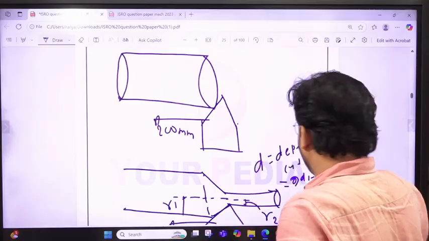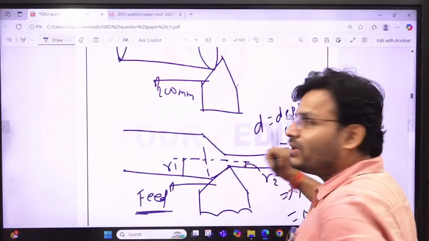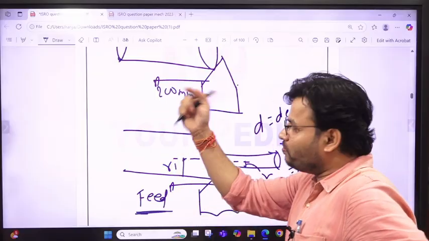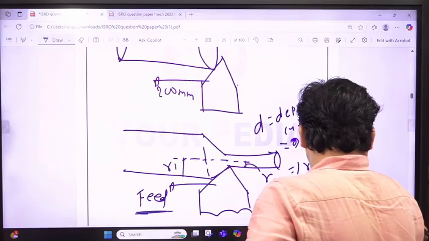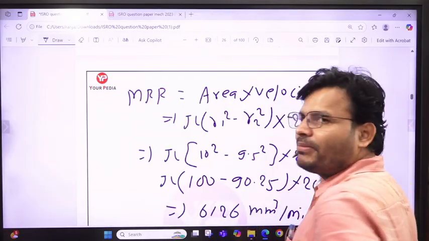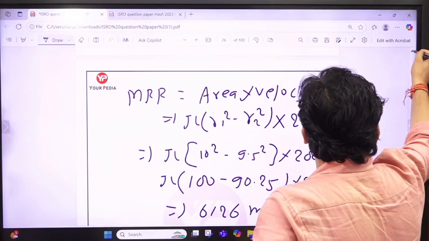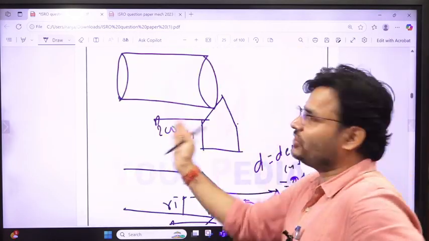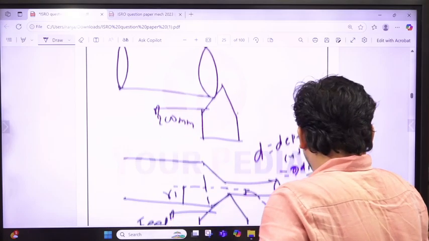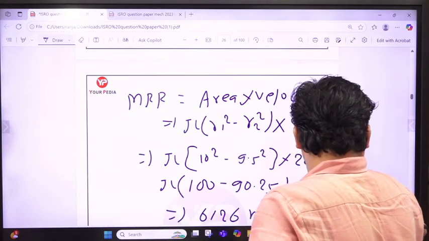So what will the area be? We can calculate the area turned out in a single pass that has been completed, so final minus initial, right? And velocity is given as 200 mm per minute. That means in 1 minute they will move 200 mm. That is the axial velocity. Now just put that value in, and after that we'll get the answer. No problem.